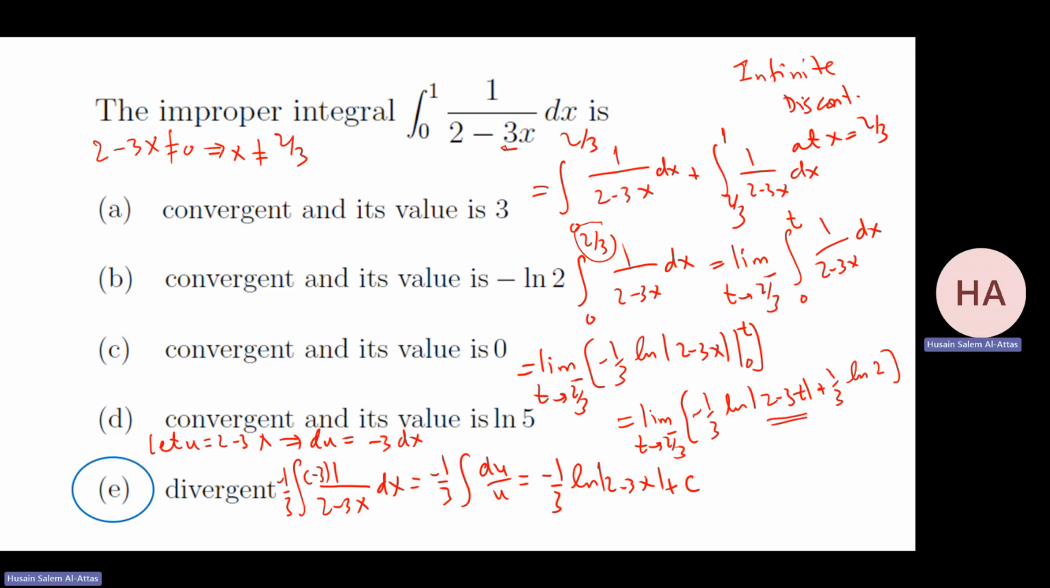A problem here: since this will go to 0 with the absolute value, all of this will go to minus infinity. So I have minus times minus, which is infinity, plus 1 over 3 ln 2, which is infinity. So it will diverge. I mean, with the absolute value, that will be 0 plus for sure.